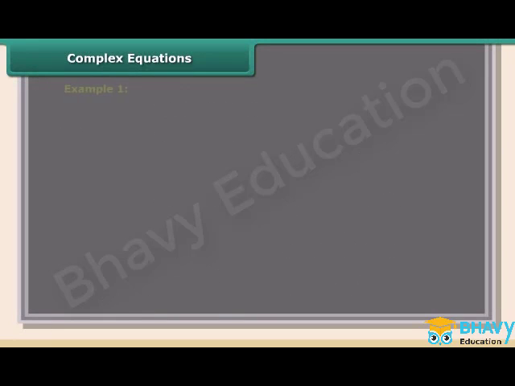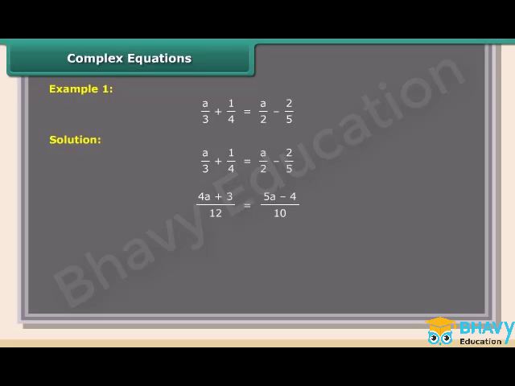Complex equations. Example 1. a/3 + 1/4 = a/2 - 2/5. Solution. a/3 + 1/4 = a/2 - 2/5. (4a + 3)/12 = (5a - 4)/10. Simplify both RHS and LHS. (4a + 3)/12 = (5a - 4)/10.